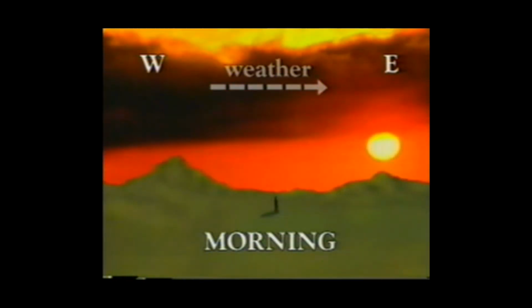But in the morning, of course, the sun is rising in the east, it's shining to the west where you see that rainbow. From where the weather is coming, it means probably rain that day. Yuck. So I don't want to see any rainbows in the morning.